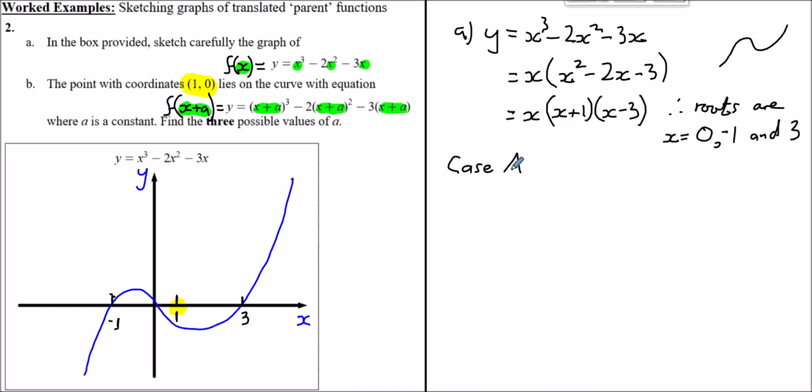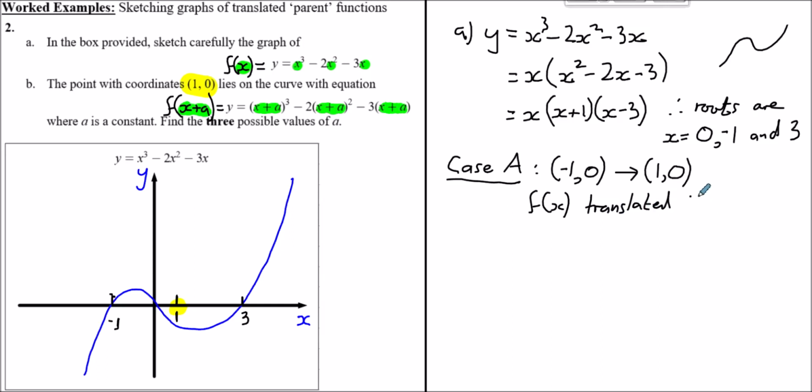So case A could be that -1, 0 moves to 1, 0. And so one thing is, it could be that f of x is translated 2 to the right. That's one option.